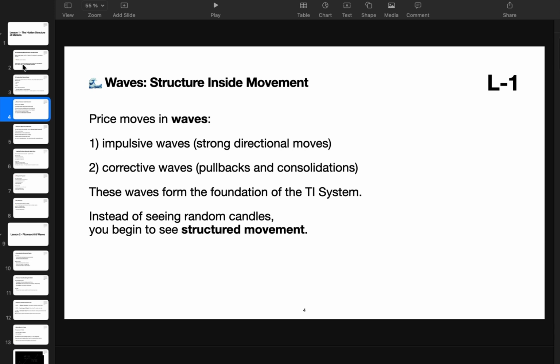You also see a lot of impulsive moves right now in the NASDAQ or in certain stocks, where these stocks are shooting up, and you wonder why is that? It is because they're in an impulsive wave.